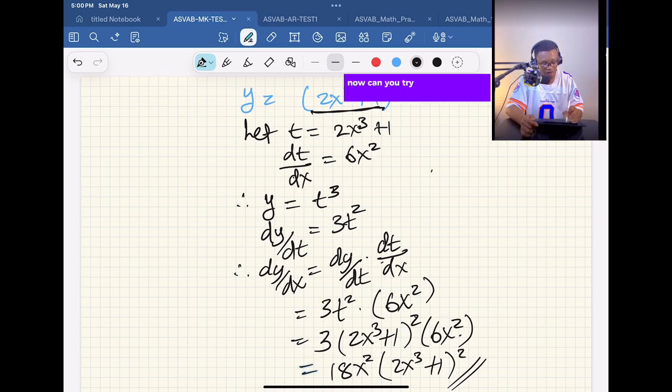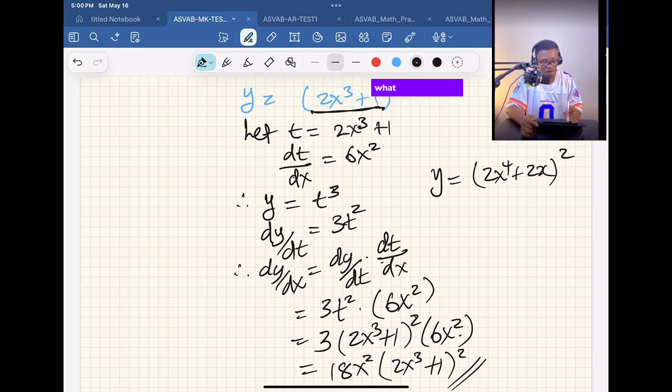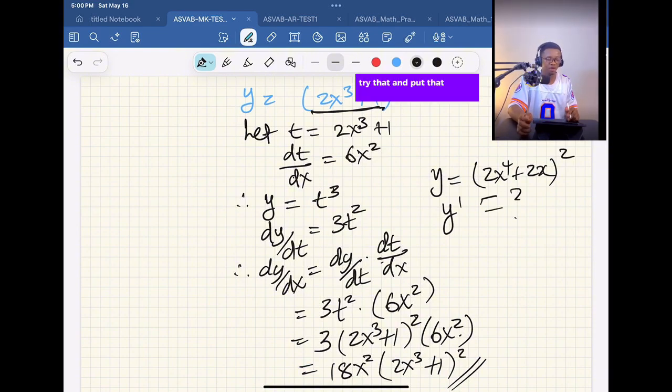Now, can you try y equals (2x raised to the power 4 plus 2x) all raised to the power 2? What is your y prime? Try that and put that in the comment section.